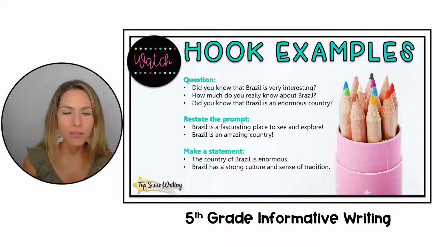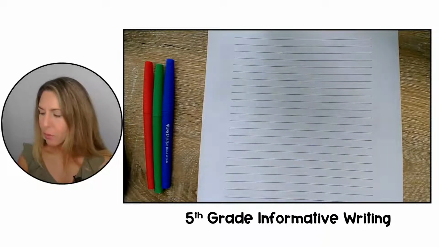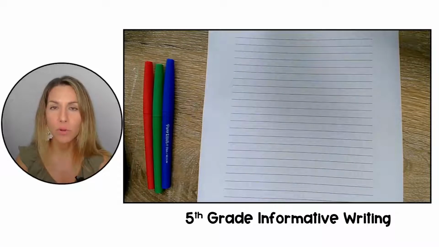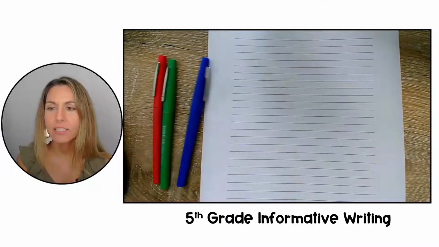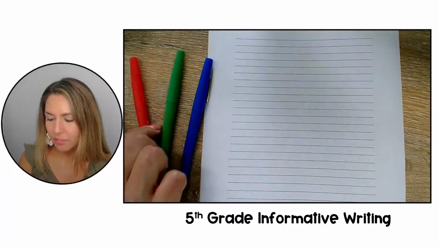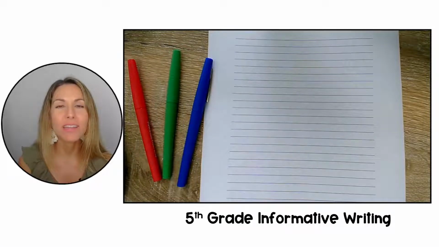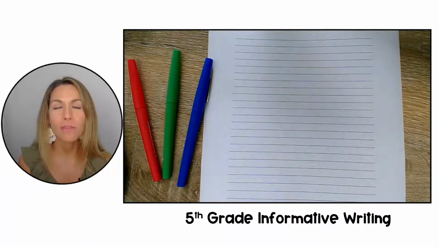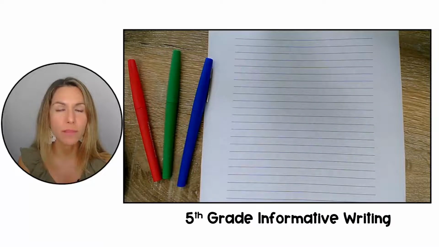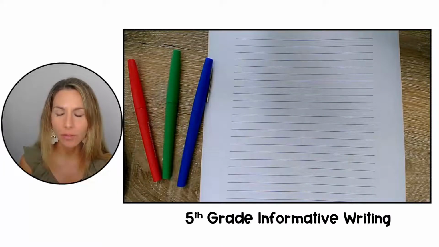Now that we've done some brainstorming on hooks, let's practice. Here you see I have some blank lined paper that I'm going to write my introduction paragraph for Brazil on, and I have 3 different color markers. Now, I'm going to write in color today, not just because I love different colors, but because writing in color will help you have a really strong visual of the structure of the introduction paragraph. I'm going to write each part of the introduction in its own color.